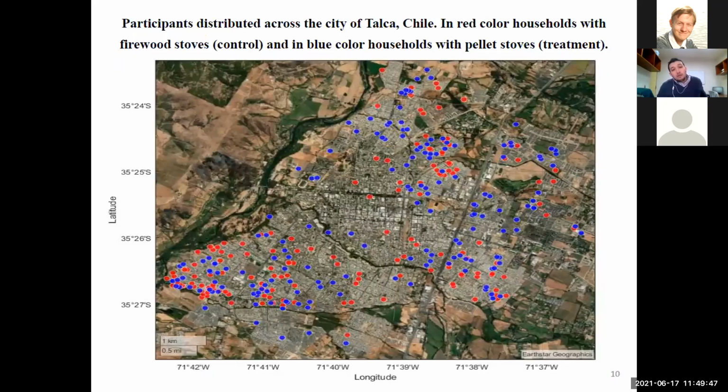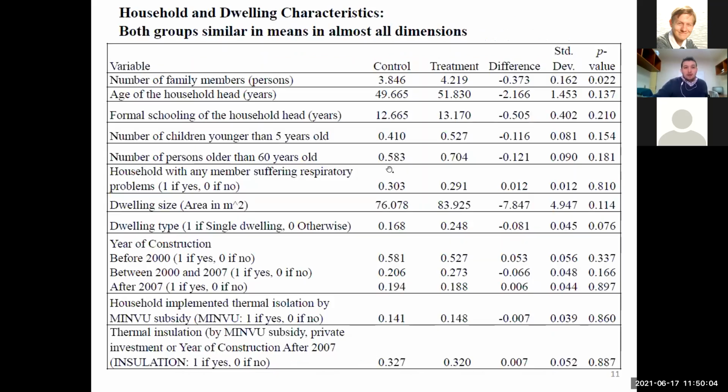So we visit households around the whole city. This picture is the city of Talca. In blue are households with pellet stoves, in red, households with firewood stoves. And also we balance this group. From 13 variables, only once did we identify that they are not similar, at 5% significance. That variable was the number of family members, the size of the household.